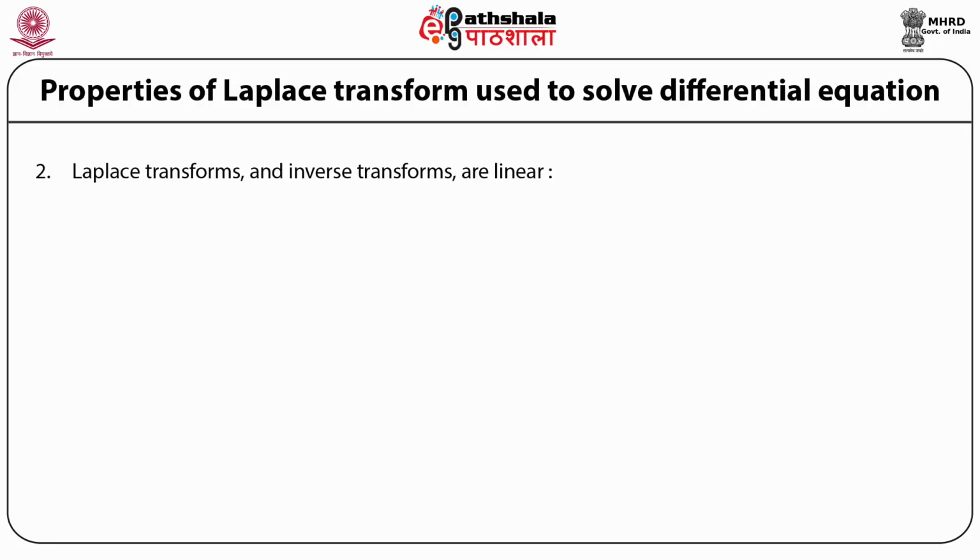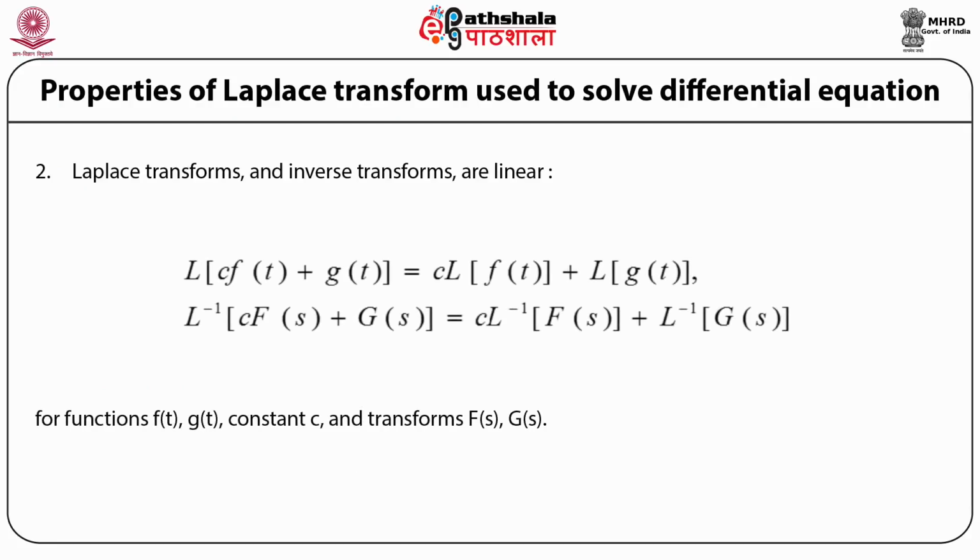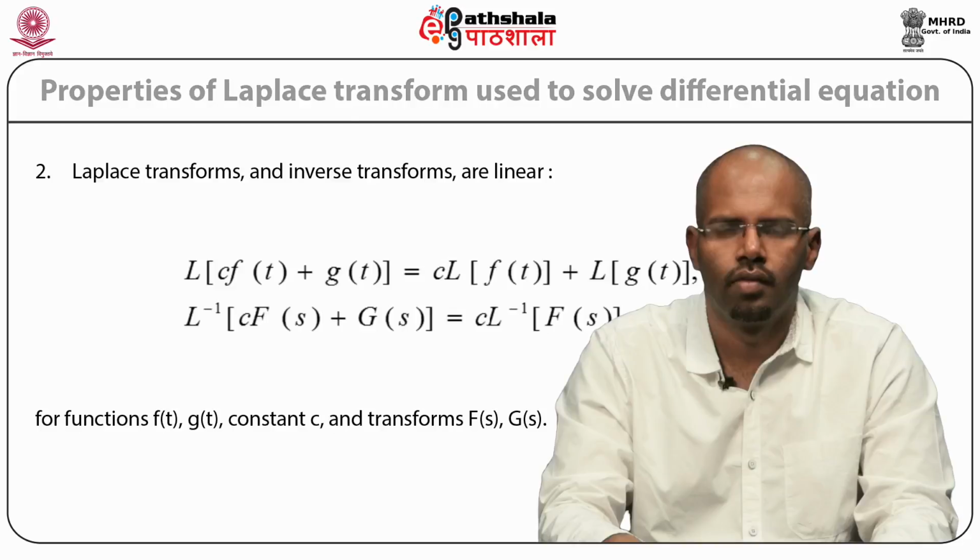Laplace transforms and inverse Laplace transforms are linear. That means L of any constant multiplied with f of t, plus another function g of t added, can be written as individual Laplaces multiplied by their respective constants. The same thing is applicable to the inverse Laplace.